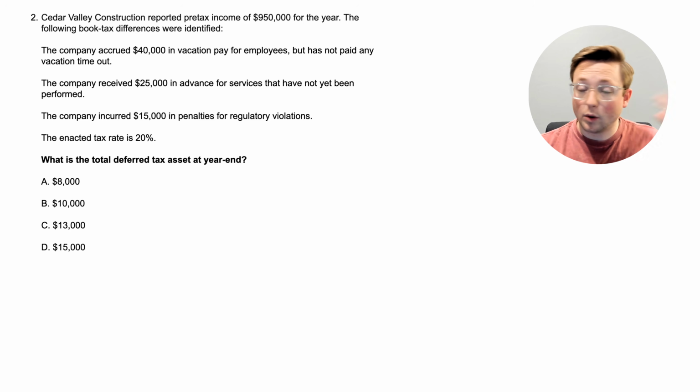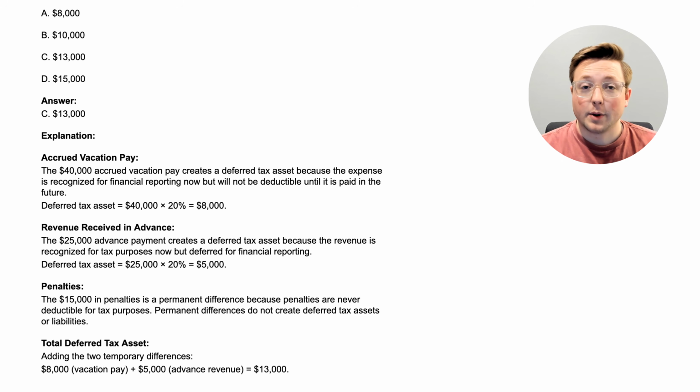Now again, based on what we learned in the previous question, I bet you could think through this and maybe figure it out on your own. If you still don't really know how to do it, that's okay. We're going to look at the answer and figure it out together if you haven't already paused the video. All right, here we are. The answer is C. $13,000 is the deferred tax asset.